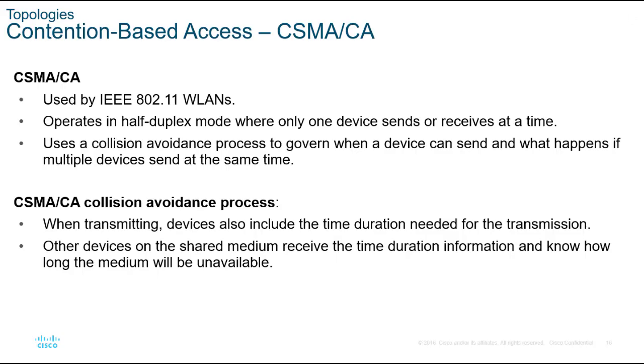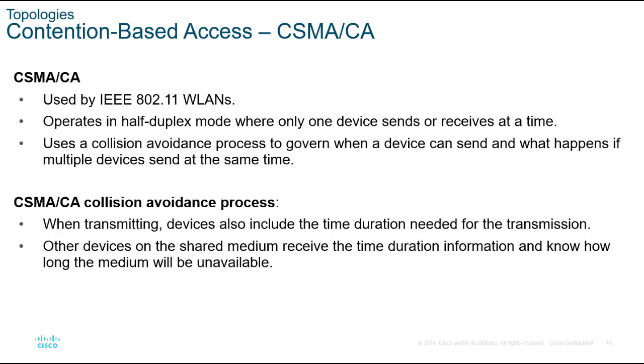IEEE 802.11 wireless LANs, or WLANs, also half-duplex in nature, use a different form of CSMA, which is Carrier Sense Multiple Access Collision Avoidance, or CSMA-CA. Like CSMA-CD, CSMA checks to see if the media is clear before transmitting, but unlike CSMA-CD, CSMA-CA doesn't detect collisions, rather attempts to avoid collisions altogether by waiting before transmitting.